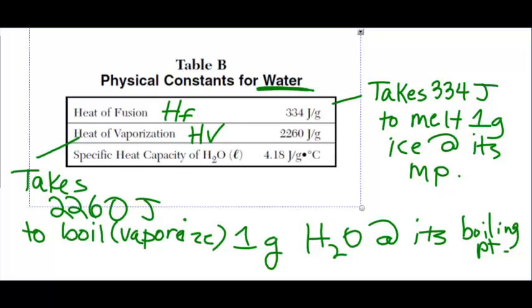Specific heat capacity is used in the diagonal one. Q equals MC delta T. That's your C. That's your C. Okay?